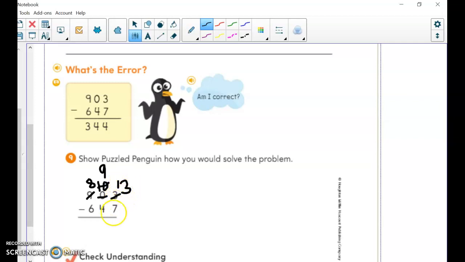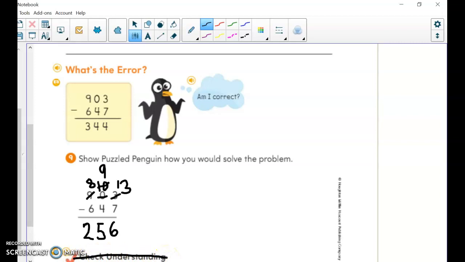Here we go. 13 minus 7 is 6, 9 minus 4 is 5, and 8 minus 6 is 2. Okay, final answer, 256. Great job. We're going to skip check for understanding.